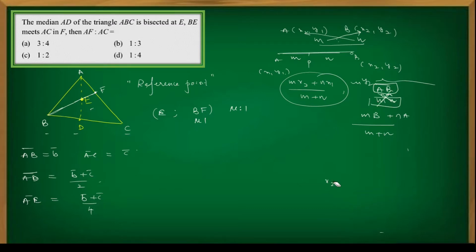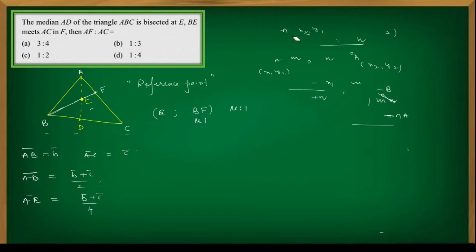Internally the denominator is m plus n, externally we use minus, you know that. So mb minus na by m minus n if it is external. Right, so the same procedure I am going to follow now. BF is divided by E in the ratio mu is to 1. So what I'll write: 1 into B plus mu into F.